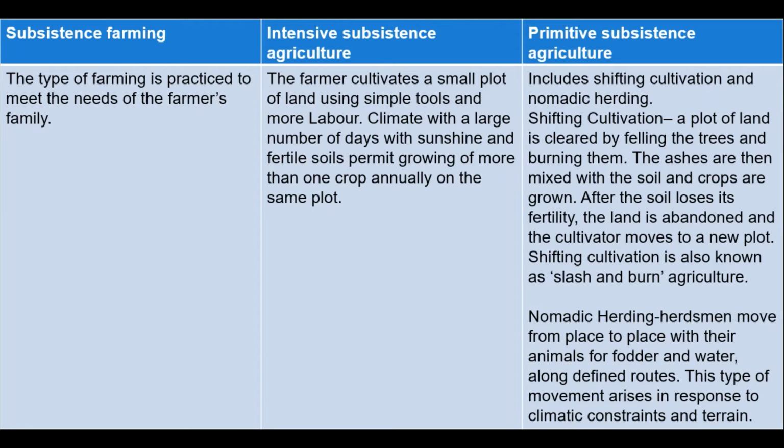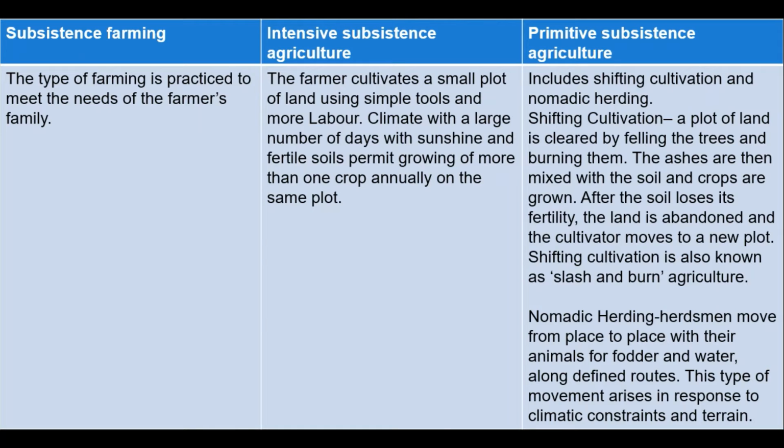Shifting cultivation: a plot of land is cleared by felling the trees and burning them. The ashes are then mixed with the soil and crops are grown. After the soil loses its fertility, the land is abandoned and the cultivator moves to a new plot. Shifting cultivation is also known as slash and burn agriculture.